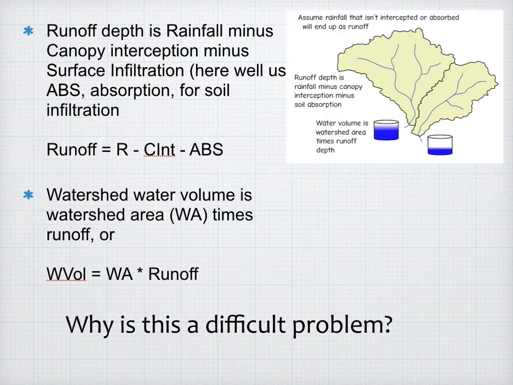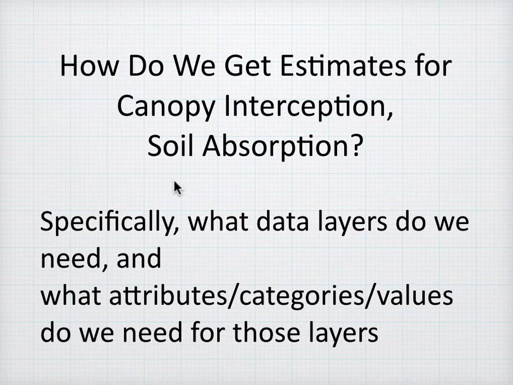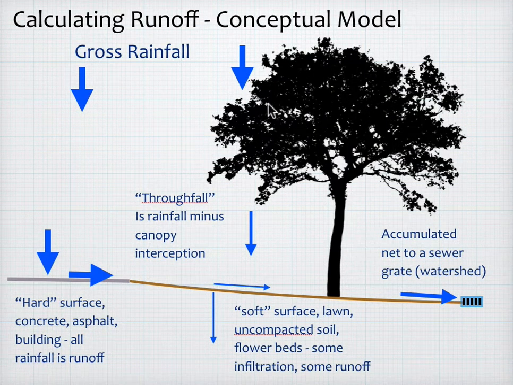Also, why is this a difficult problem? Largely it's because it's a difficult measurement problem. How do we get estimates of canopy interception or soil absorption across the landscape? What data layers do we need? What attributes, categories, or values do we need for those layers? Well, clearly we need canopy mapped across the landscape. We need surface type. And where the surface isn't a hard surface, we need the absorption capacity across the landscape. So we need to create all those layers or find all those layers and the appropriate values.